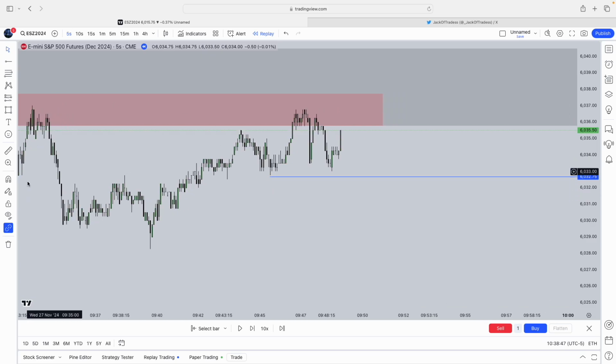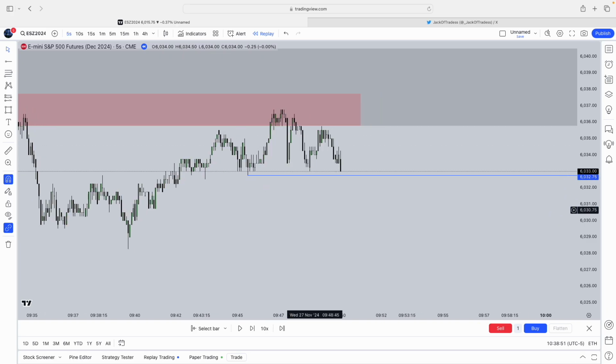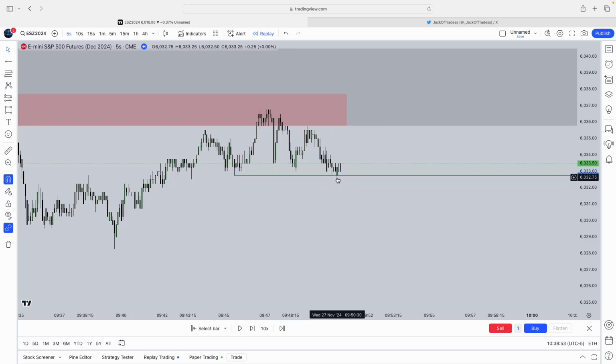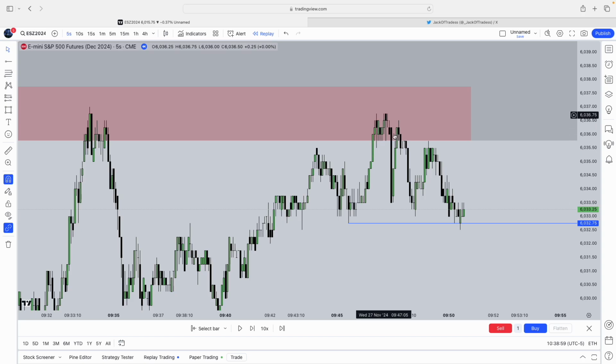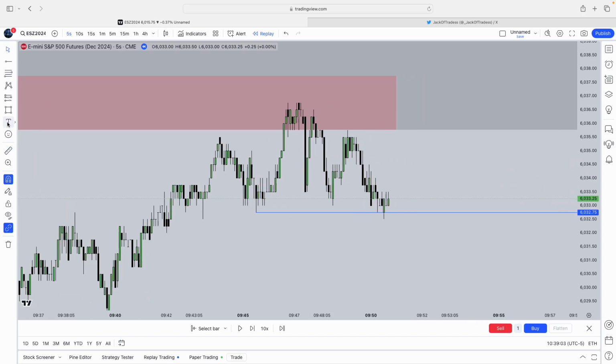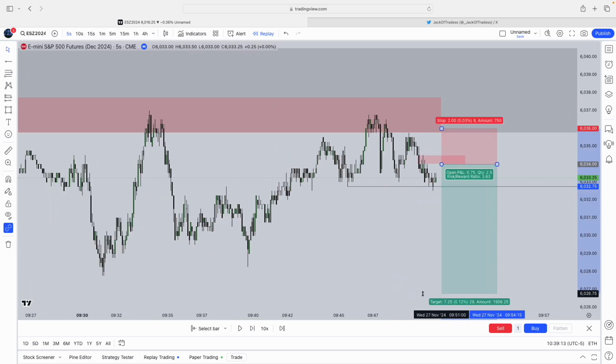So let me just map out that low. Okay, there. So high, low, high, high, low, low, breaker. Is there a fair value gap inside? Fair value gap here. So this could be your entry. I missed this entry, so I'll tell you how I got into it.